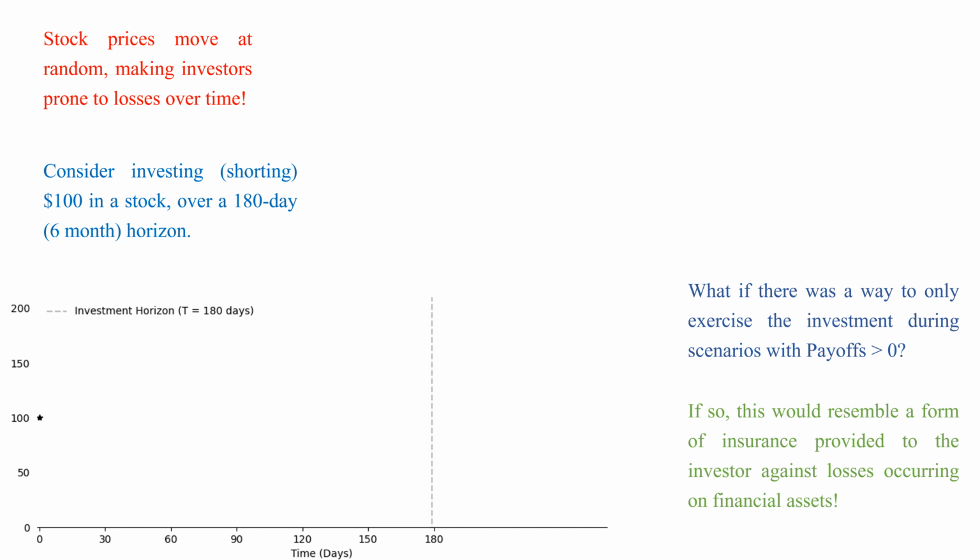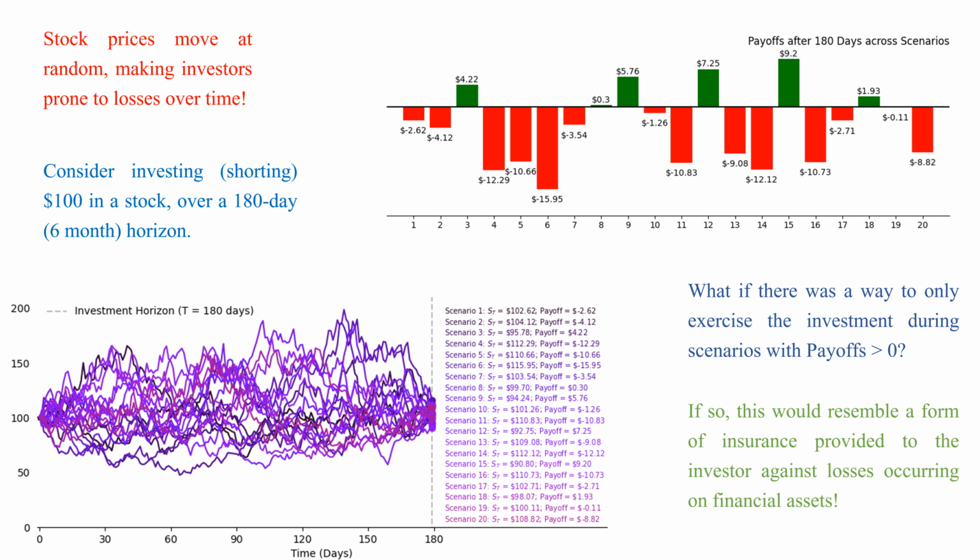So we know stock prices move at random, and we were looking at a case for investments only in the scenario where payoffs are greater than 0. But earlier we looked at purchasing the stock. Now, what if we're shorting the stock? So let's consider the same example. However, this time we're shorting the stock.